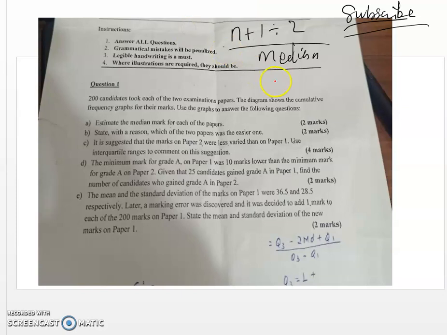Now let us consider the second question. The second question states, with a reason, which of the two papers was the easier one? We know that median 1 is less than median 2.